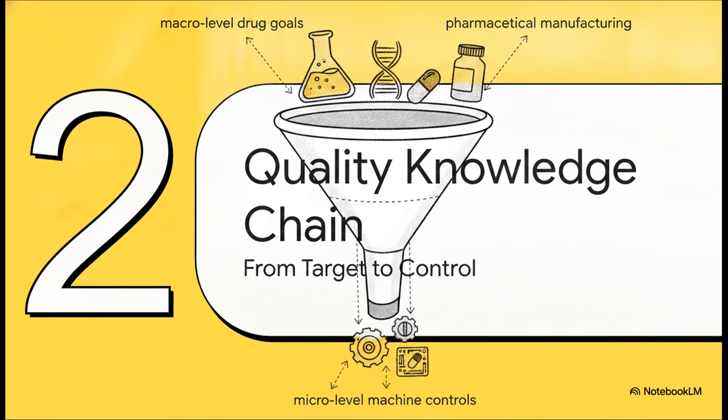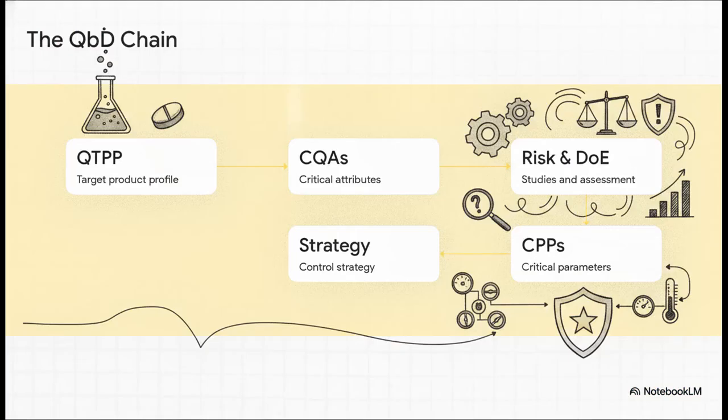Moving on to Section 2, the quality knowledge chain from target to control. You can think of this chain as a giant funnel. We call this the quality by design, or QbD, chain. It translates huge macro-level drug goals into micro-level machine controls. It starts really broad at Step 1 with the QTPP, and then steps down into CQAs, runs through risk and design of experiment studies, establishes our CPPs, and finally lands on a definitive control strategy. Let's break down exactly what these acronyms mean.